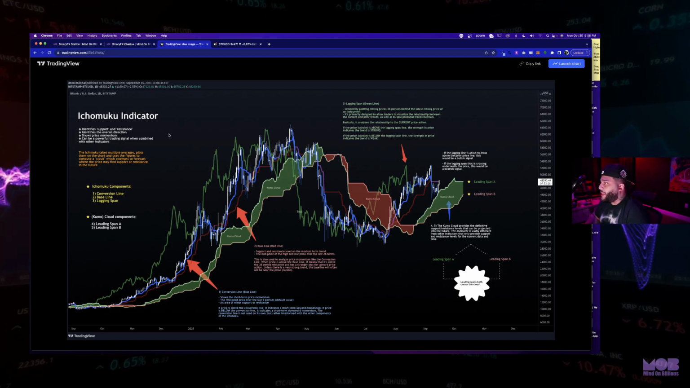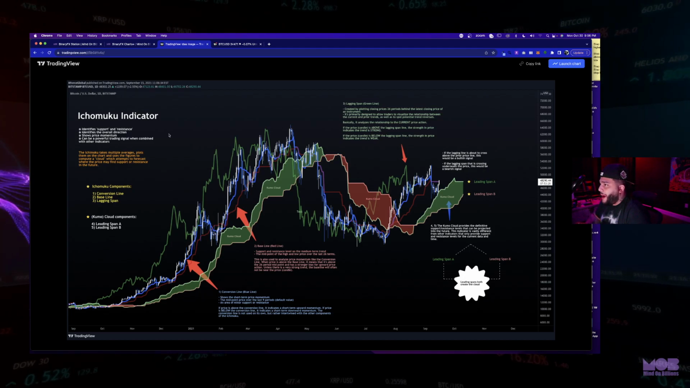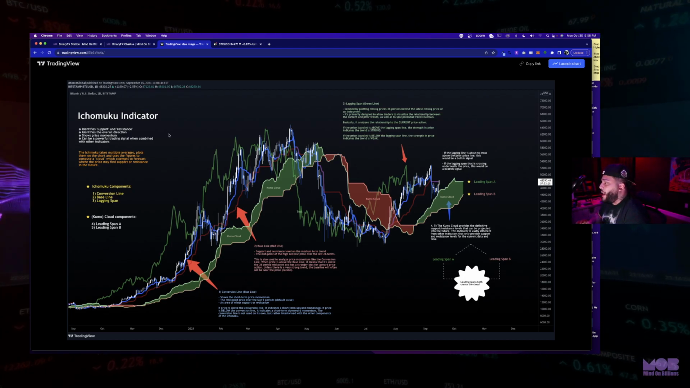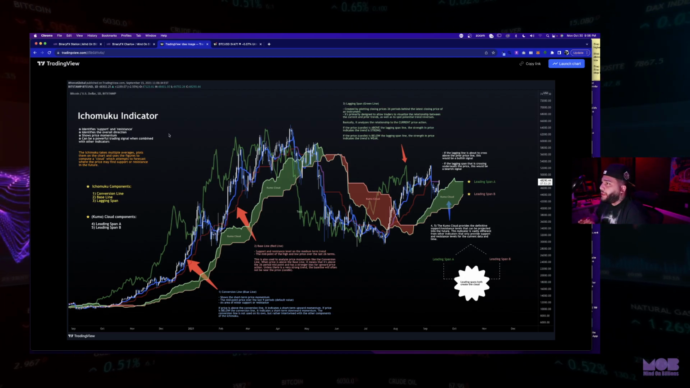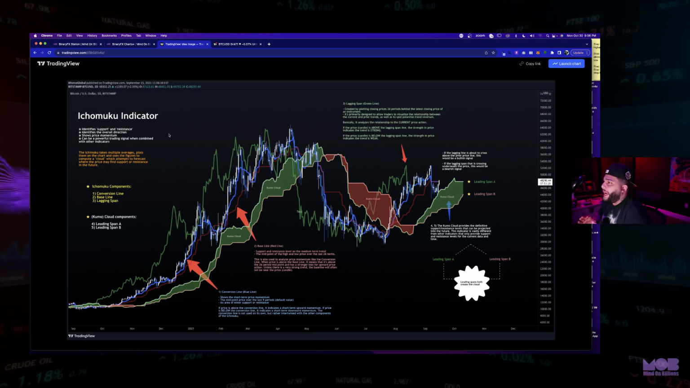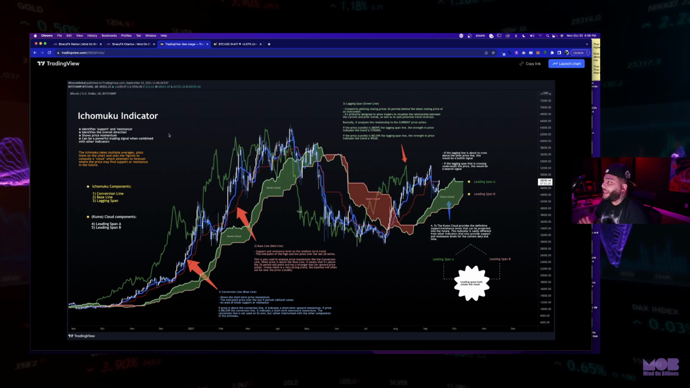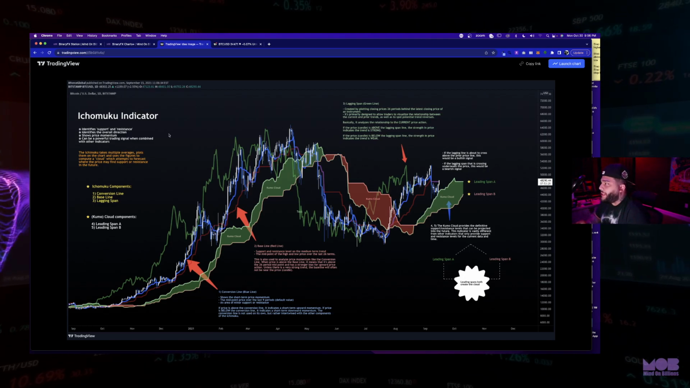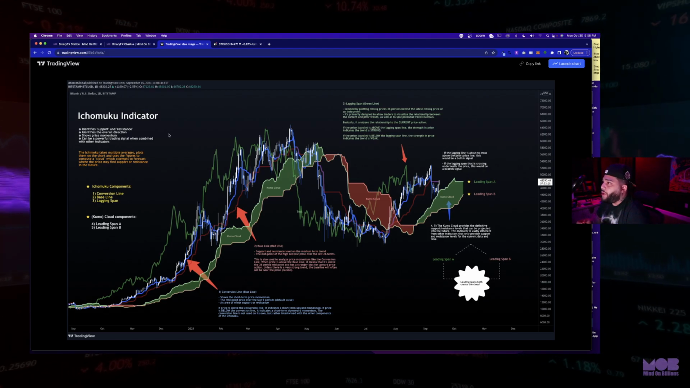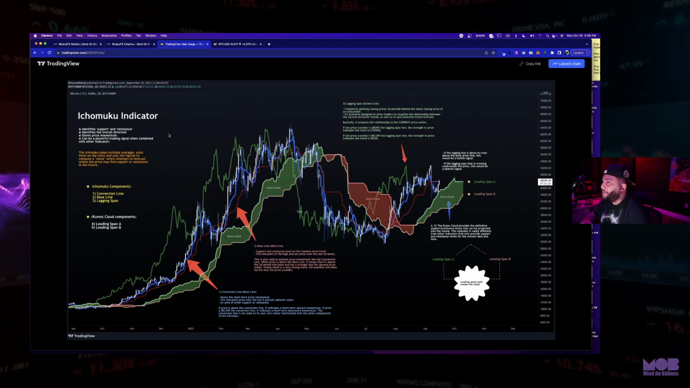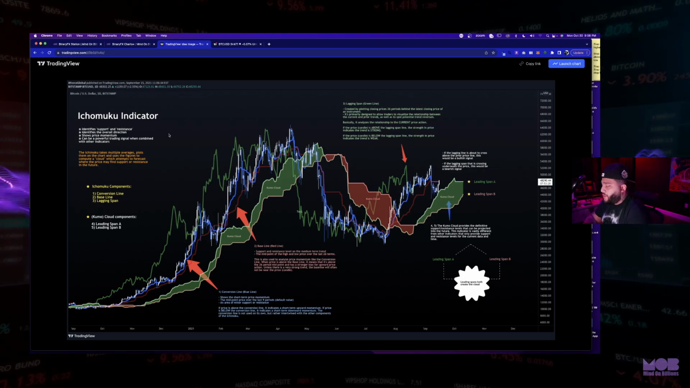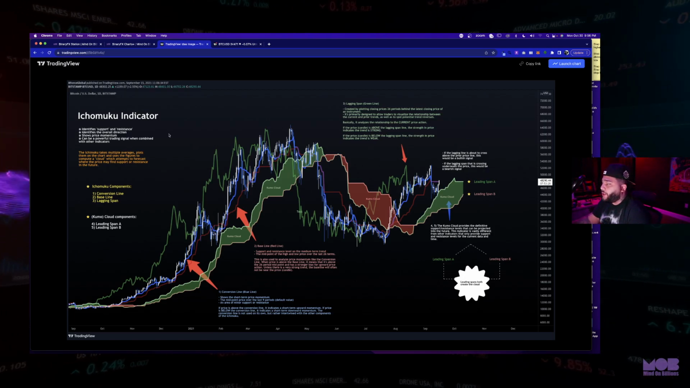The Ichimoku cloud indicator is extremely powerful, though. Now, what it does, it takes multiple averages, plots them on a chart, and uses the figures to compute a cloud. Okay, we'll break this down. Compute a cloud, which attempts to forecast where the price may find support or resistance in the future.